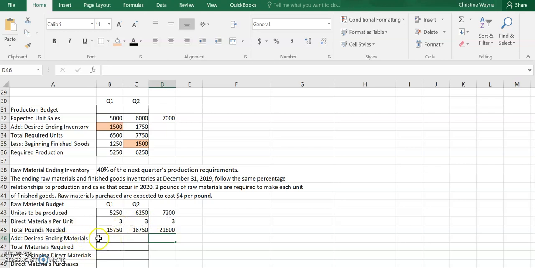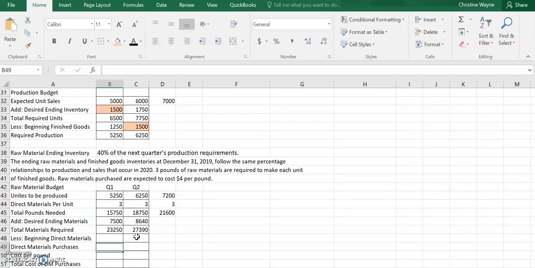Now, my desired ending inventory is 40% of my next month's required pounds. So I'm going to take that next month, I'm going to times it by 40% to get how much I need in my ending inventory. I'm going to add those numbers together to see how many materials I'm required to purchase. And then I'm going to subtract out my beginning inventory.